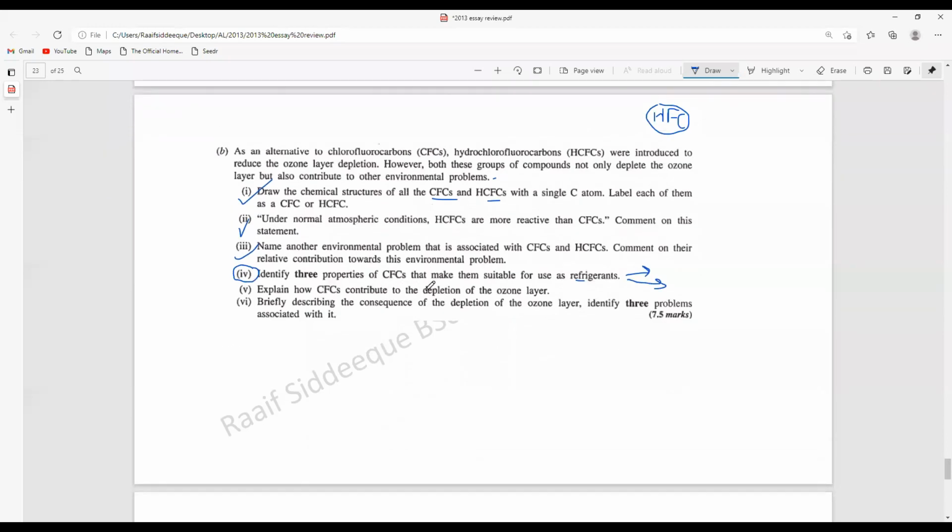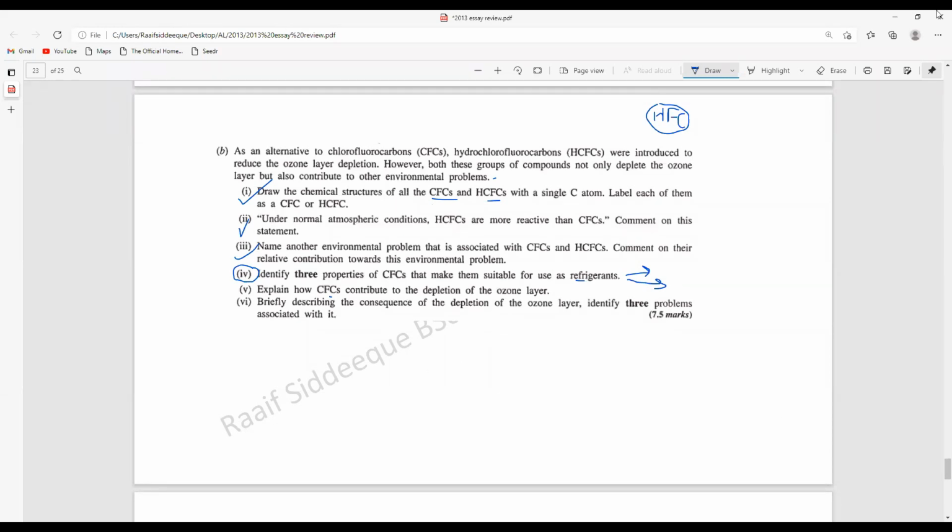So explain how CFC contributes to the depletion of the ozone layer. This is straightforward. I have already explained this to you before. You just take one of the CFC compounds and irradiate it with UV radiation. Then automatically it will form the chlorine radical. Then this will react with O3 to form ClO plus O2, and O2 also with UV can form two atomic oxygens. So this goes on like a continuation.